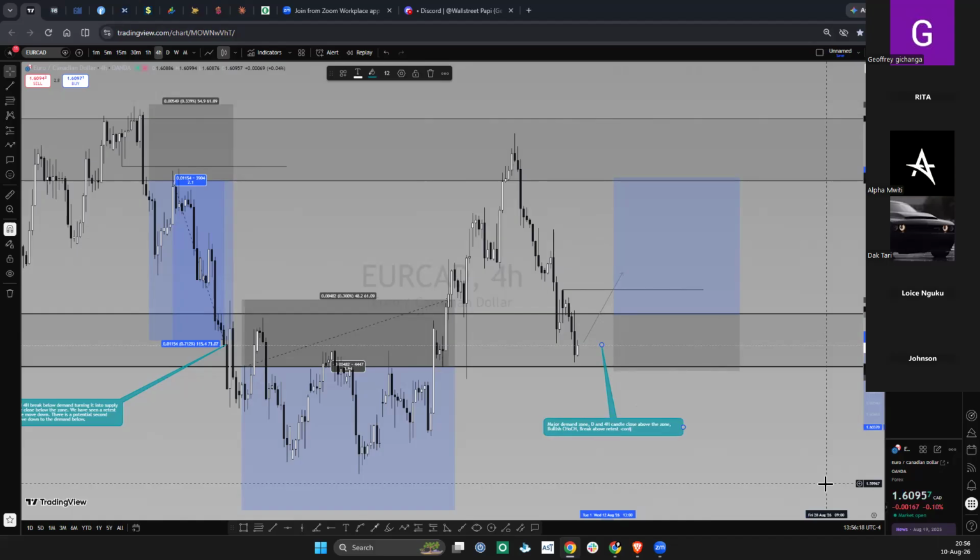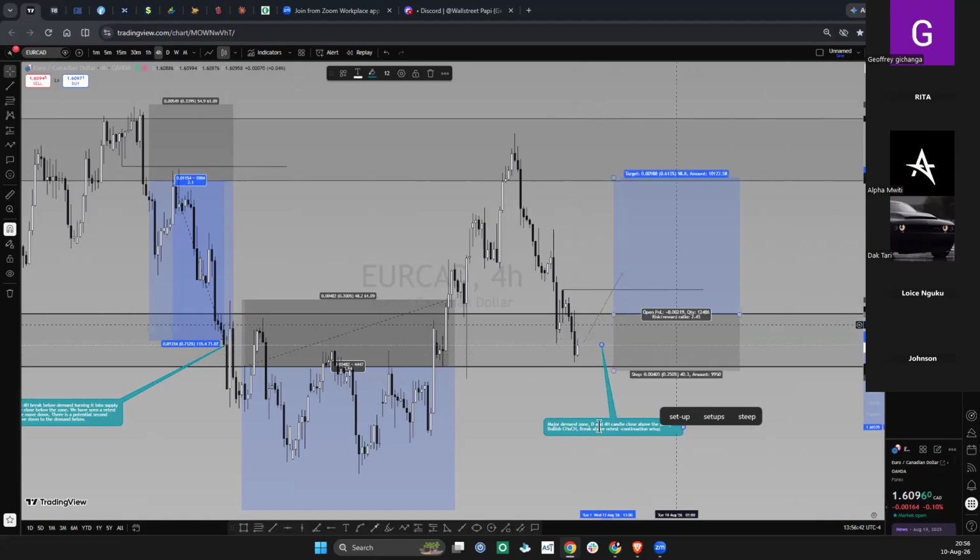That's a continuation setup. That is if this demand will hold. If it will not hold, this will be a break below setup. A retest. Once this demand has been broken, it will change to supply. So it will be a major supply zone, a break below.